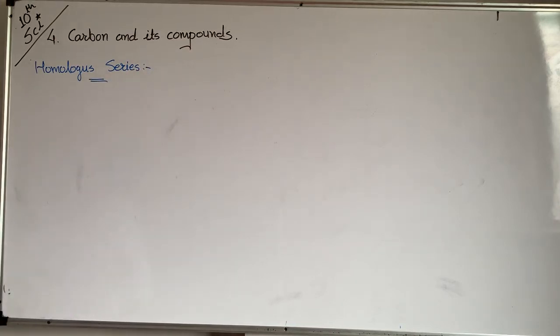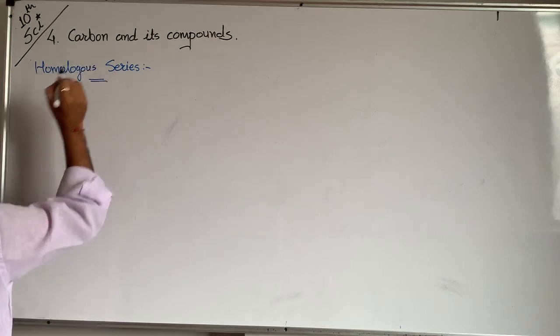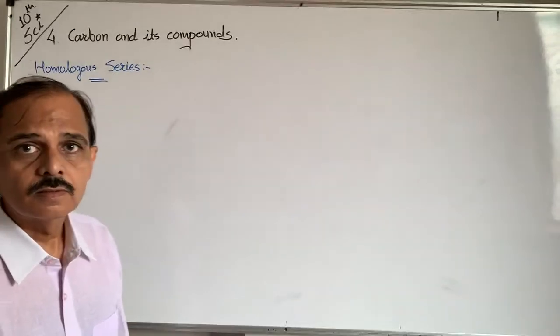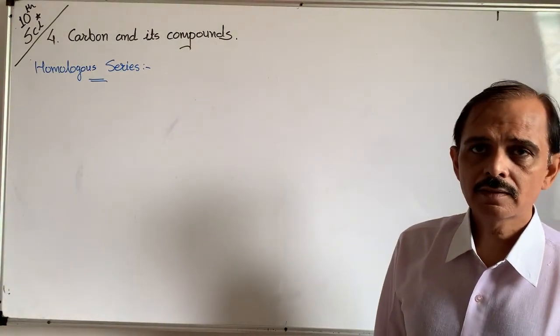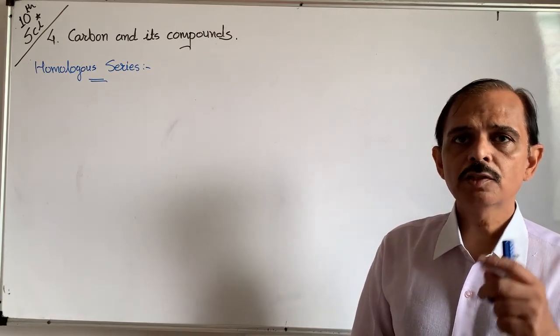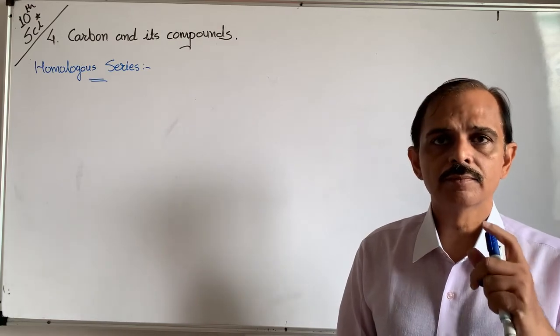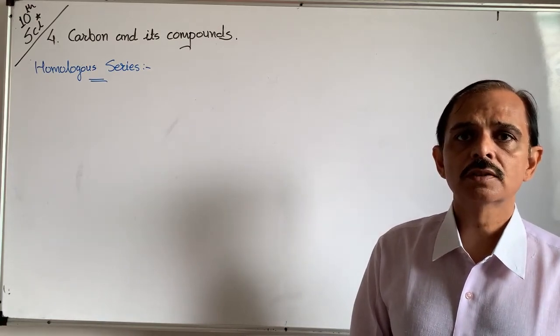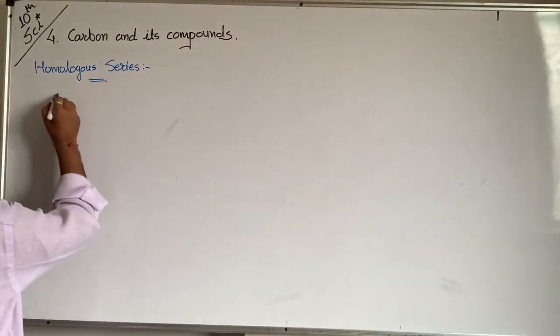Homologous series. Homologous means what? Homo means uniform, same. Homologous means the series or hydrocarbon series in which the difference between any two successive compounds is the same. That is called a homologous series.